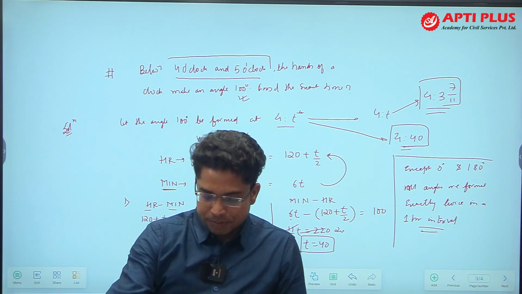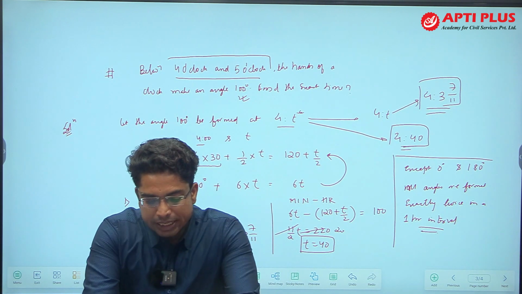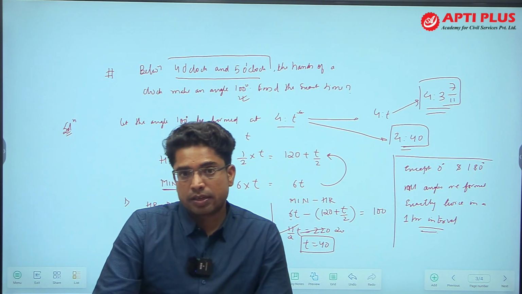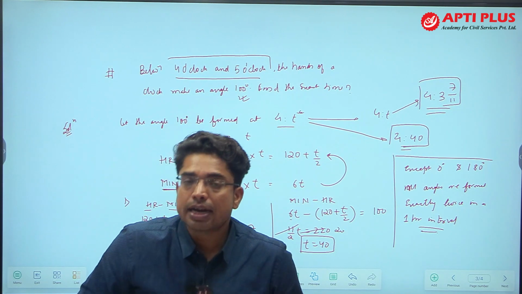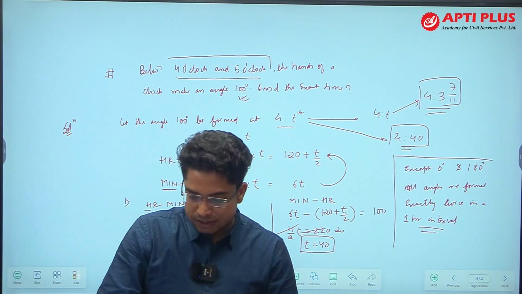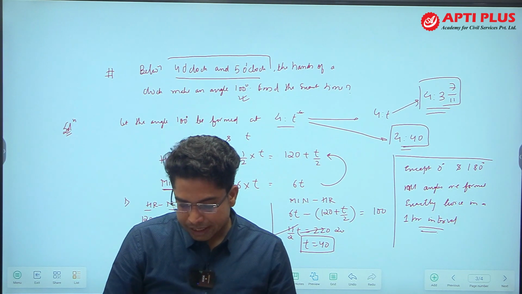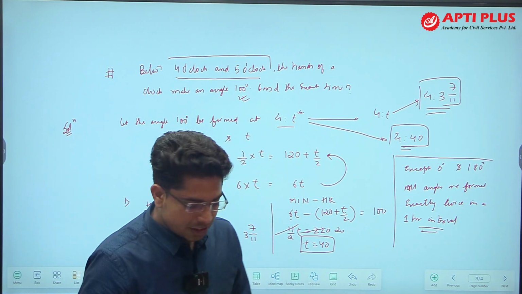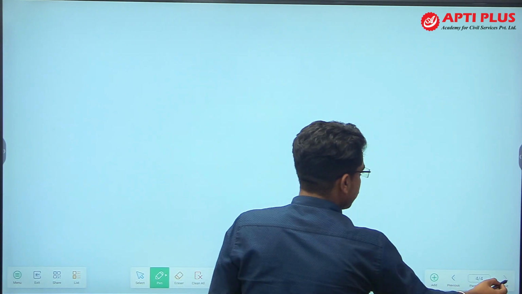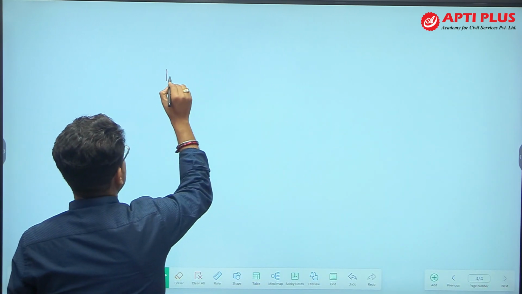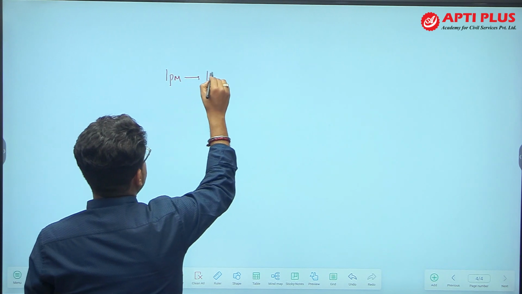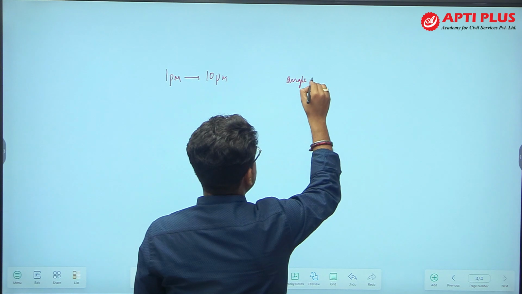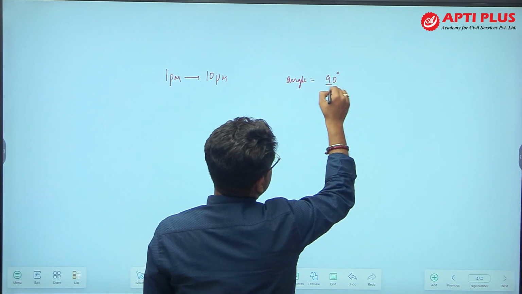The first question was very simple, which said: how many times do the hour hand and the minute hand of a clock are at right angle from 1 p.m. to 10 p.m.? Isn't that simple? So, the question says from 1 p.m. to 10 p.m., the angle between the hands of the clock is equal to a right angle, which means 90°.